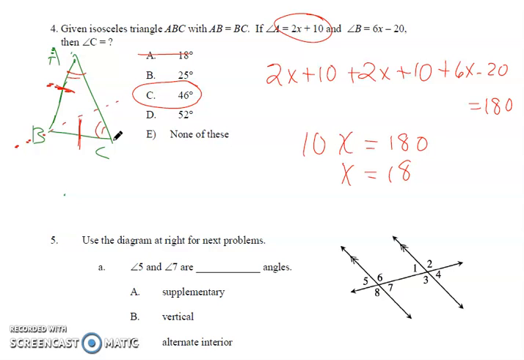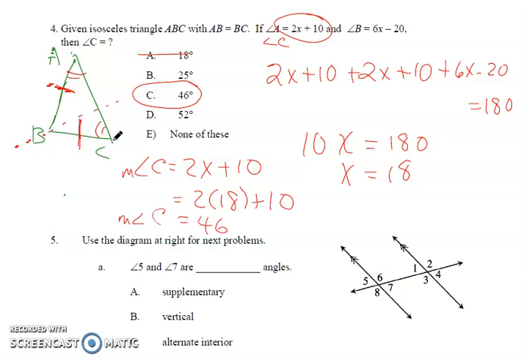But they're not asking for x here, they're asking for angle C. So angle C and angle A are the same expression. So angle C is equal to 2x plus 10. Replace x with 18, and simplify, so the measurement of angle C is 46 degrees.